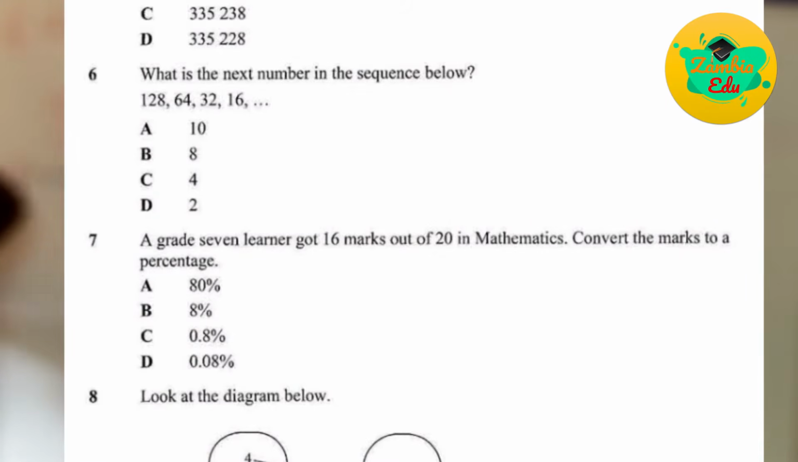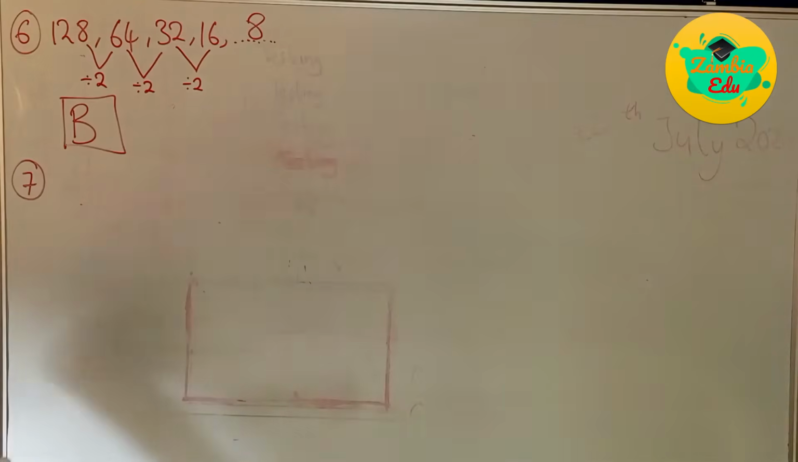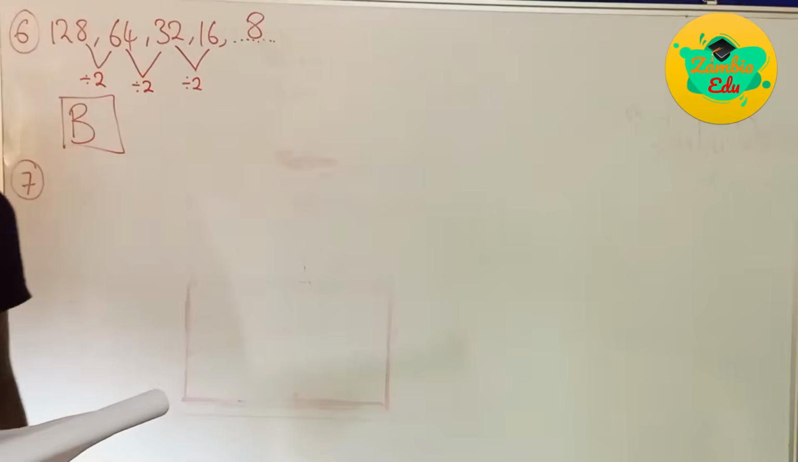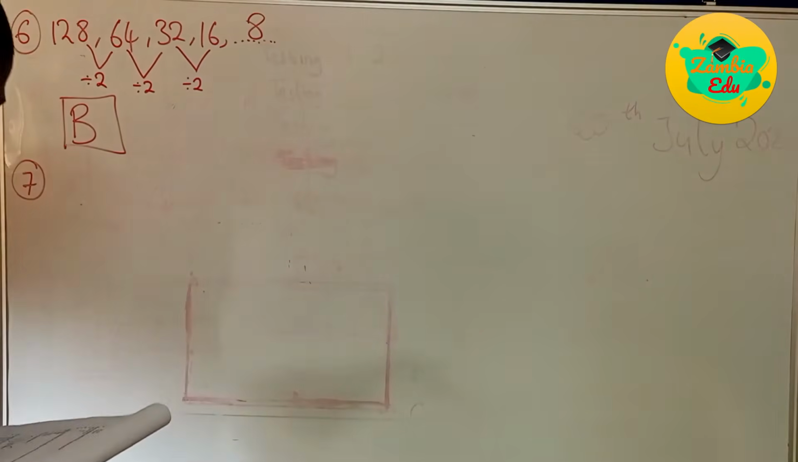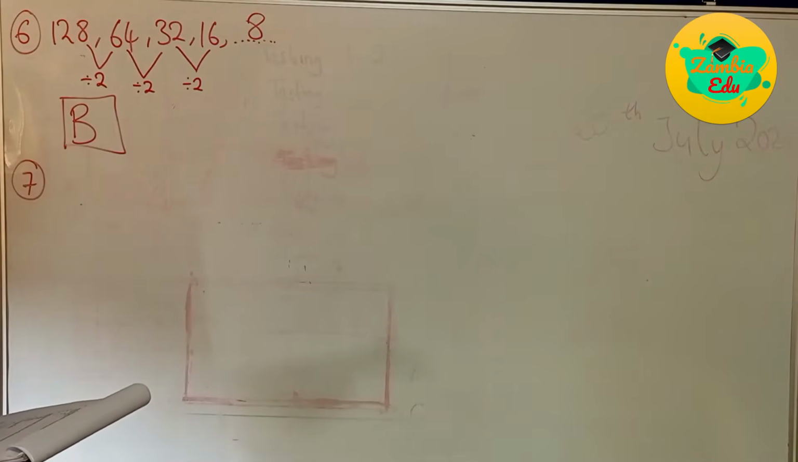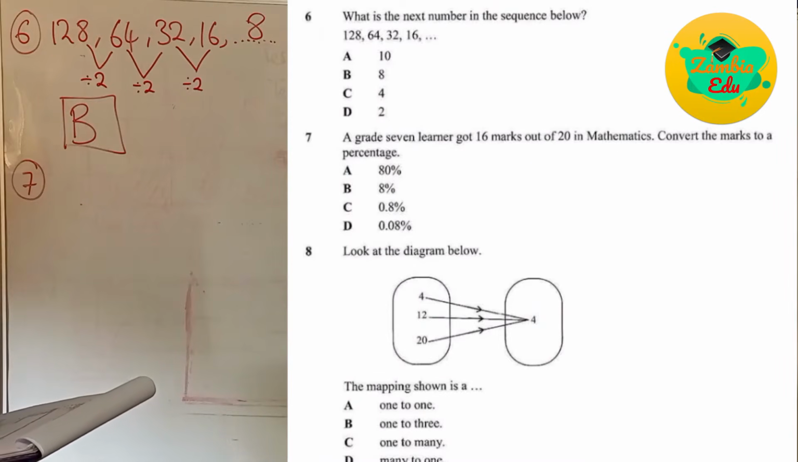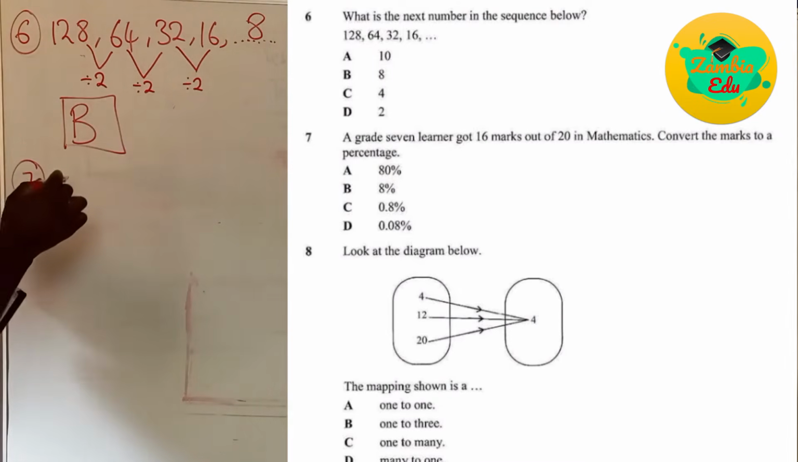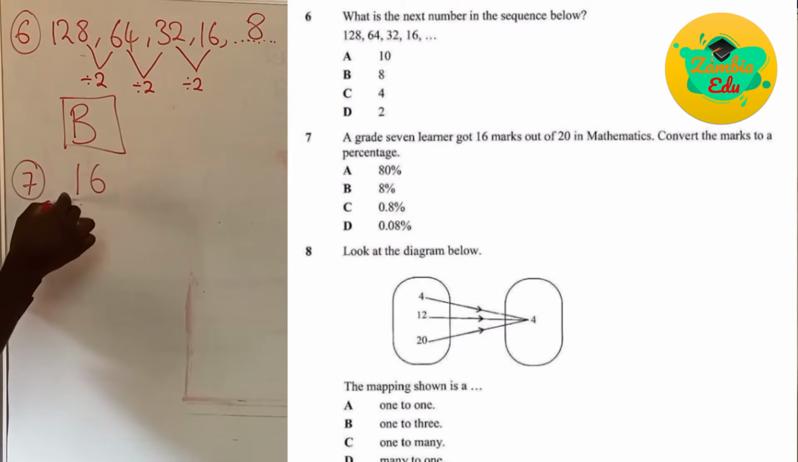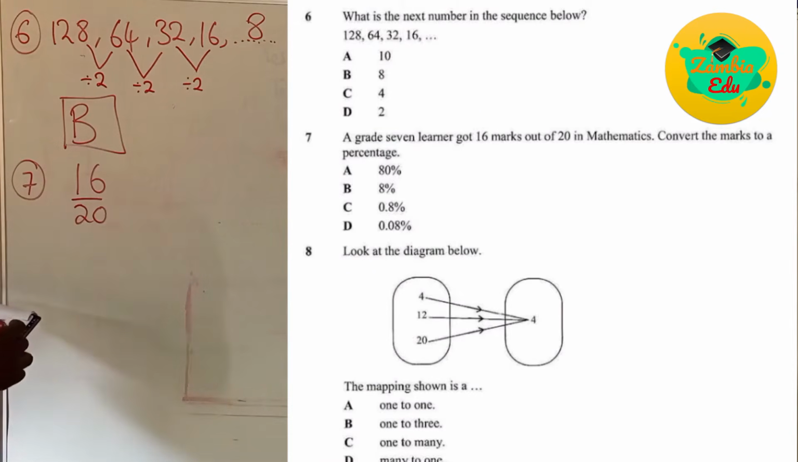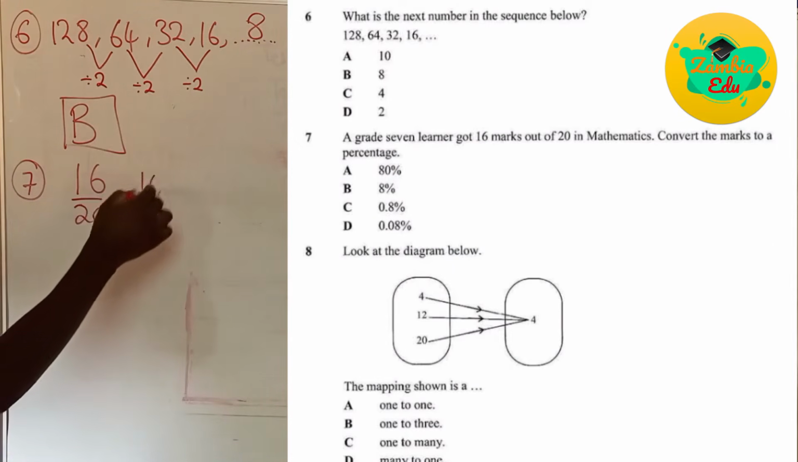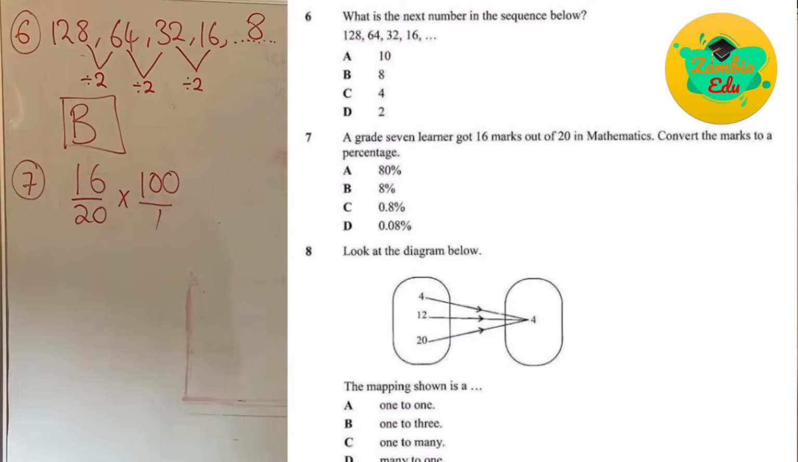So let's go to number 7. Question number 7 says, a grade 7 learner got 16 marks out of 20 in mathematics. Convert the marks to a percentage. This is quite easy. This person got 16 out of 20. How do you make that a percentage? Multiply by 100.